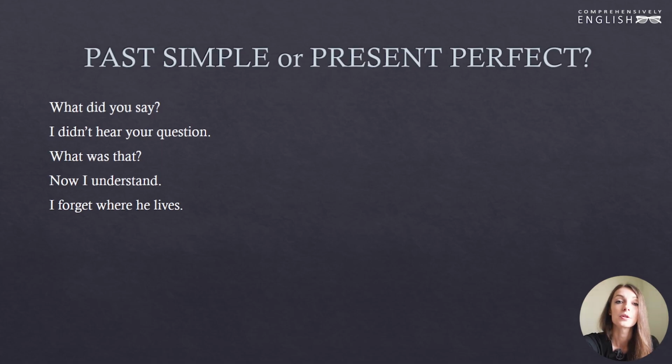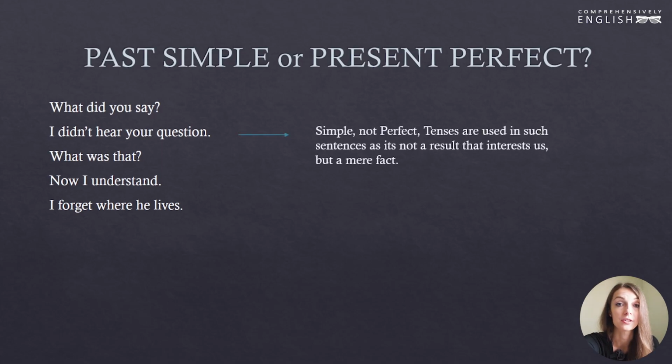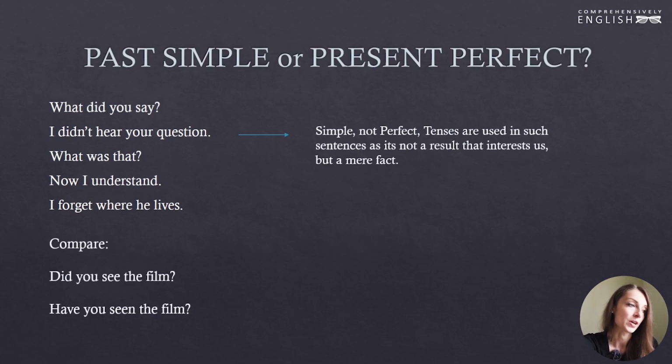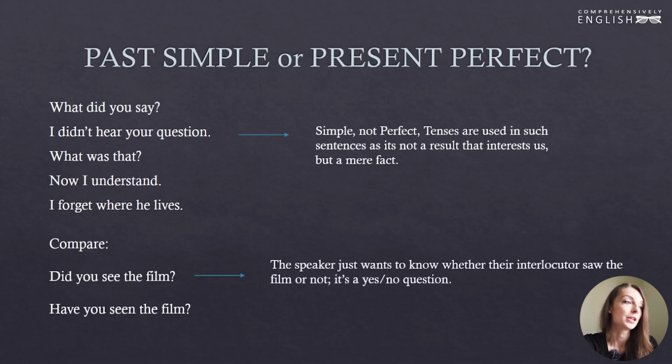We don't use the present perfect in such sentences because it's not a result, but a mere fact that interests us, that is important. Compare these two questions. Did you see the film and have you seen the film? What would be the difference? Did you see the film? The speaker just wants to know whether their interlocutor saw the film or not. It's a yes or no question. We are interested in the fact.